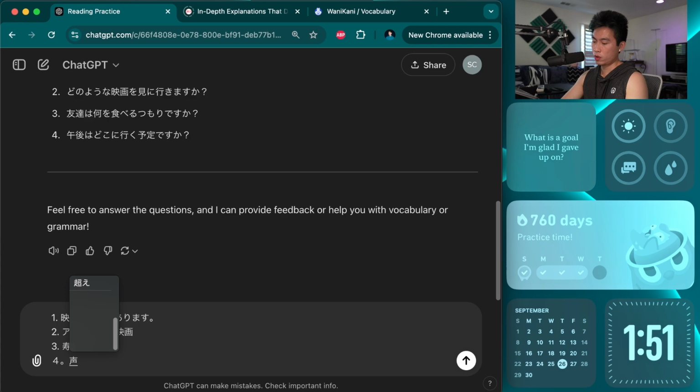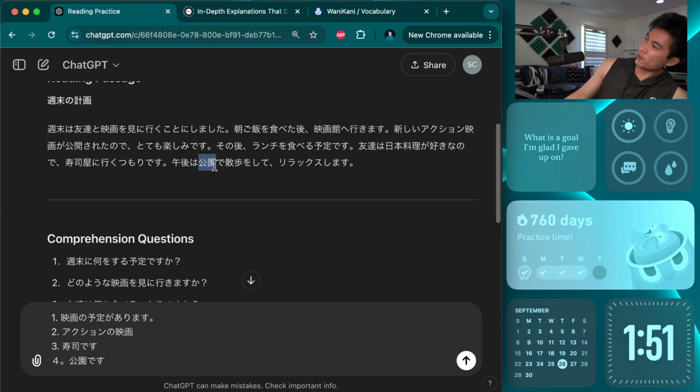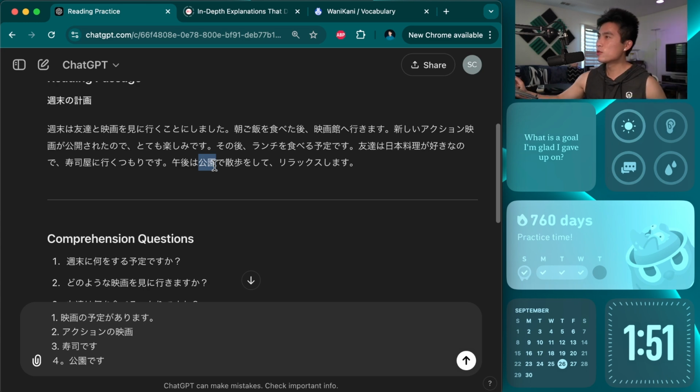I'm not sure. Koen. Spelling koen wrong. Koen. I'm not going to correct myself. It doesn't look like the kanji. Sorry, I need to drink some water. It actually does look like the kanji. Never mind, I am just tripping.